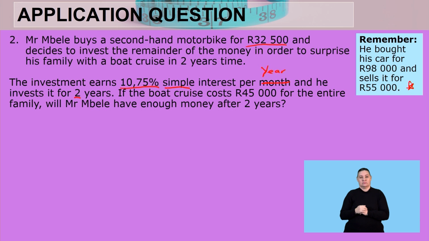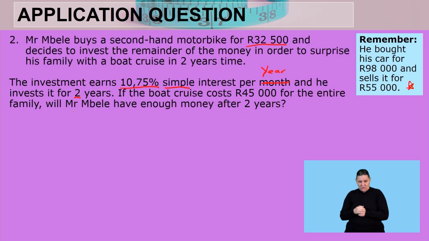Let's just take note of this part here. It says he bought his car for 98,000 Rand and sells it for 55,000 Rand. Let's see what we've got to do here. Firstly, we've got to see the amount of money that he has to invest. So, if he sold the car for 55,000 Rand, and he bought a second-hand motorbike for 32,500 Rand, the difference here will tell you the amount of money that he invested. So he wants to invest 22,500 Rand for 2 years.